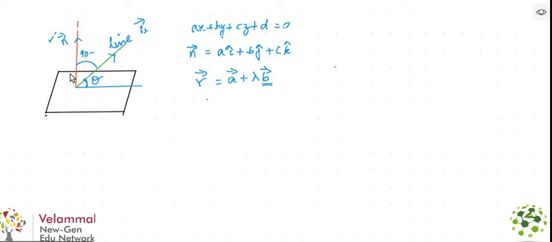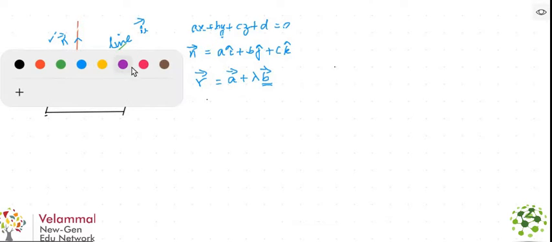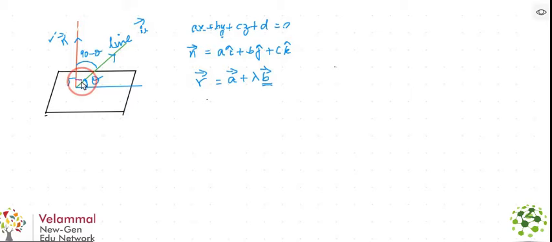Why? Think for a moment. Yes, because this is perpendicular to the plane, and this is also 90 degrees. Therefore, if this is theta, this becomes 90 minus theta. Now, it is very simple. Just find the angle between the normal and the b vector. So, how do you find the angle between the normal and the b vector? What is the formula? n dot b.